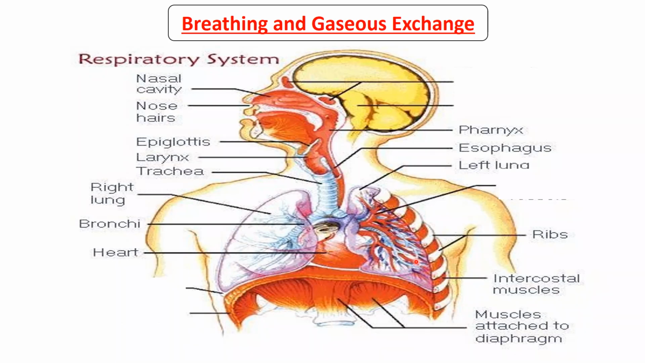Other interesting parts are the rib cage. The rib cage is made of ribs and muscles.